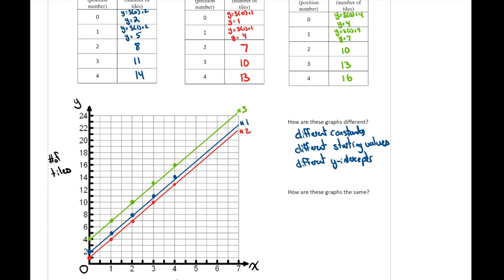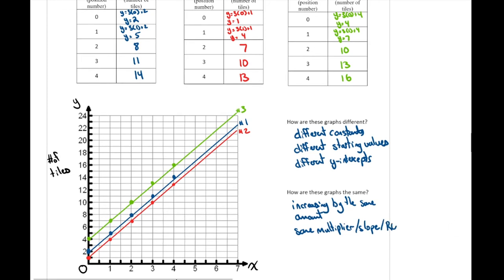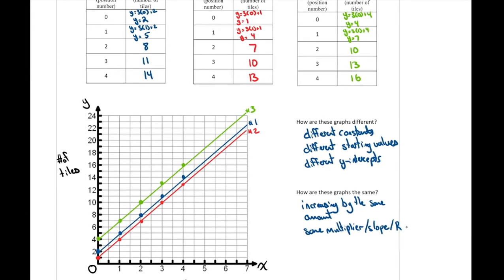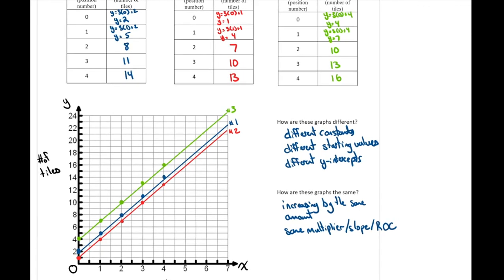How are the graphs the same? Well, looking at these graphs, you might say increasing by the same amount. You might also say they have the same multiplier. Or you might say same multiplier slash slope slash rate of change, or ROC. They all refer to the same thing. You might also say same steepness.